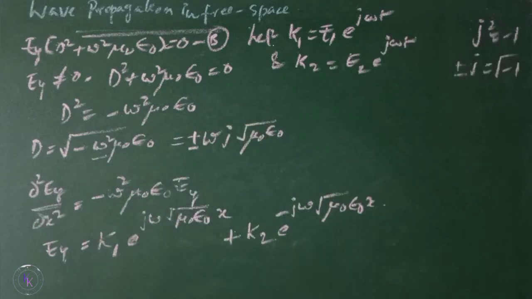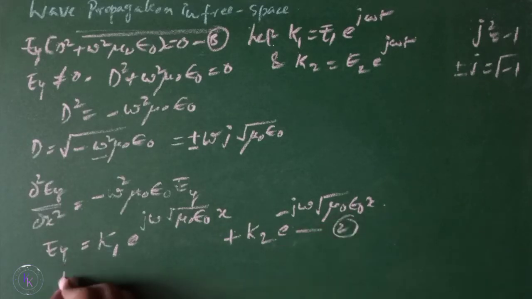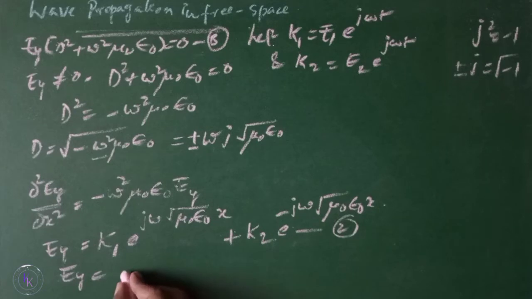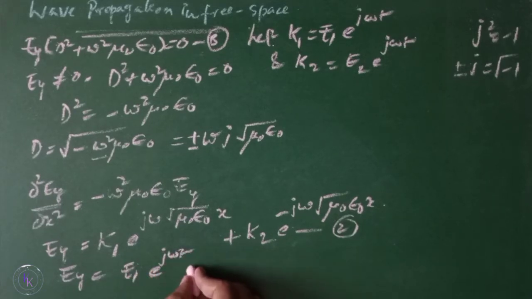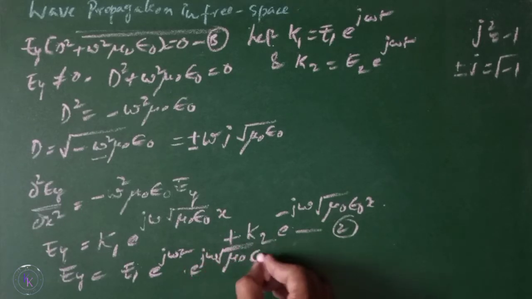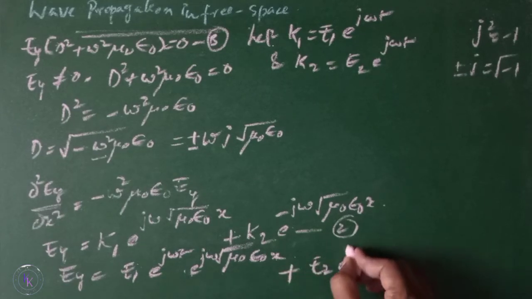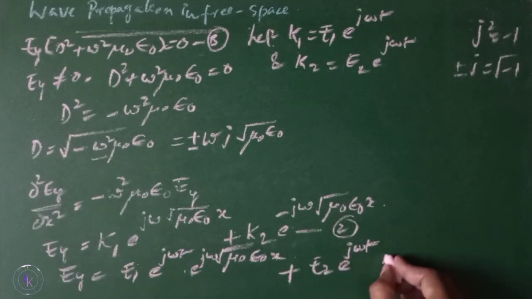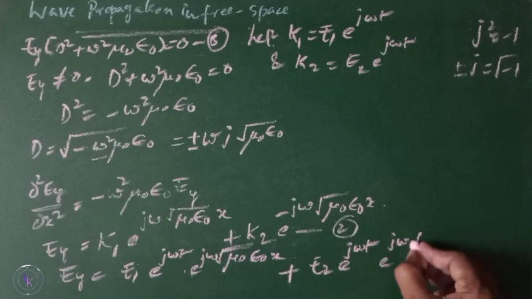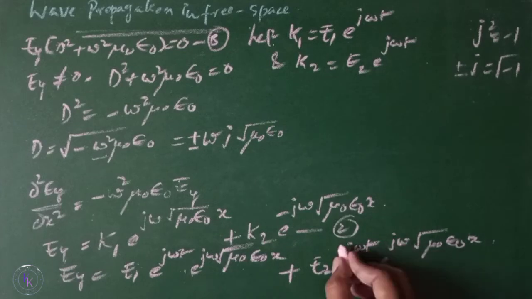Now assume that k1 and k2 are cosinusoidal. Now substituting these values of k1 and k2 in equation number 2, we will get Ey equals E1 e to the power of j omega t multiplied by e to the power of j omega square root of mu naught epsilon naught x, plus E2 e to the power of j omega t times e to the power of j omega square root of mu naught epsilon naught x, and this exponent is negative.